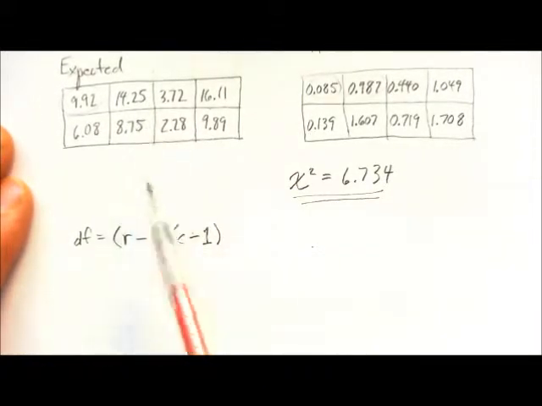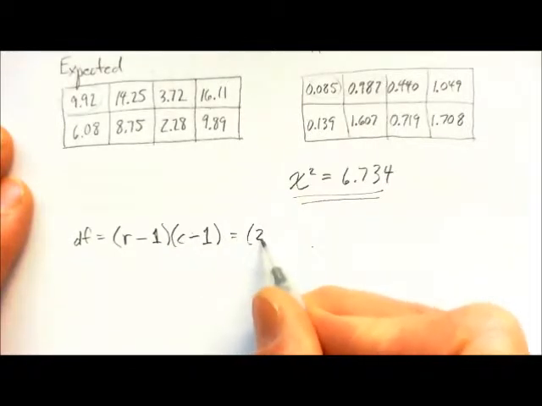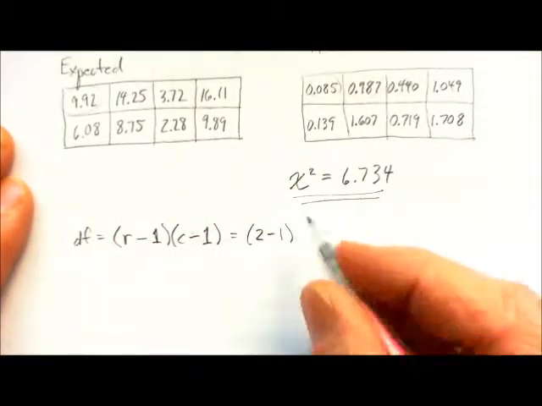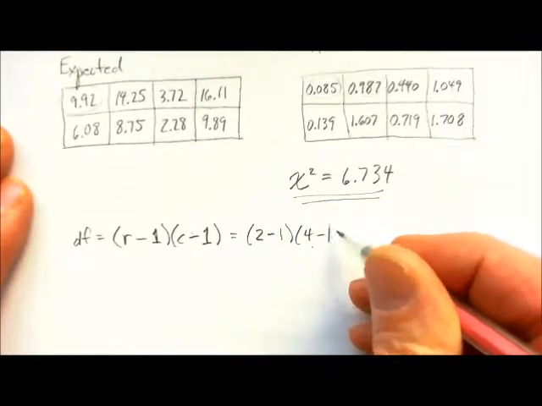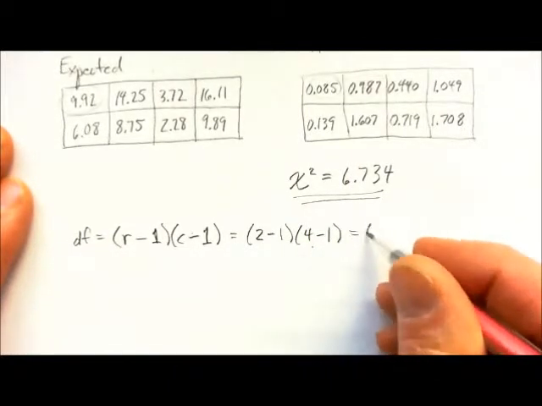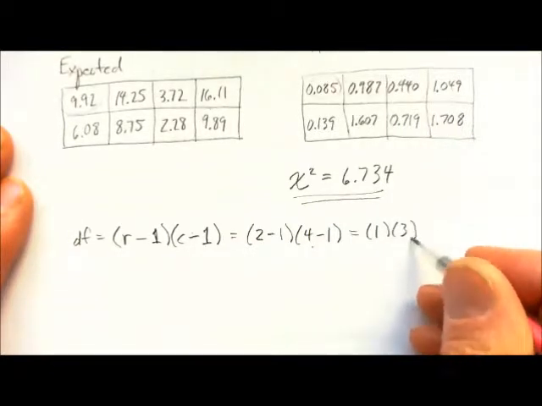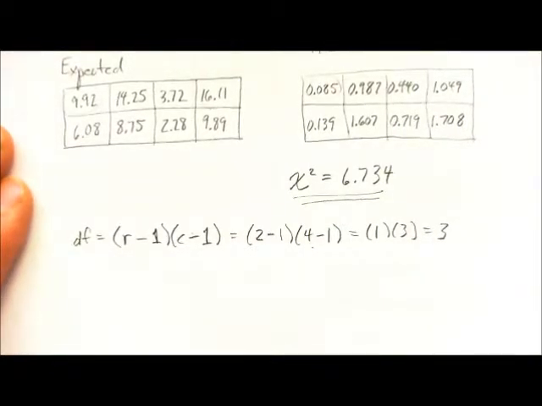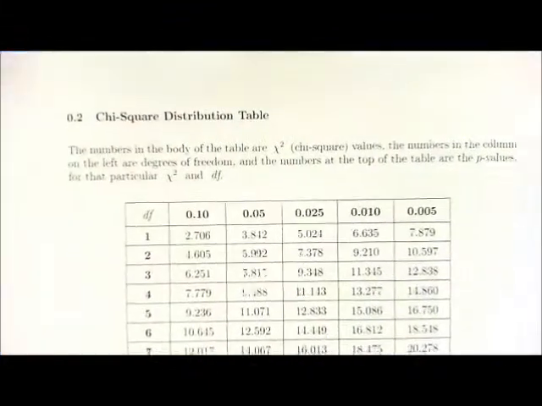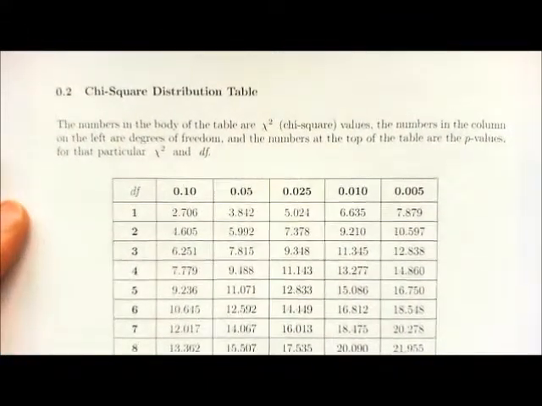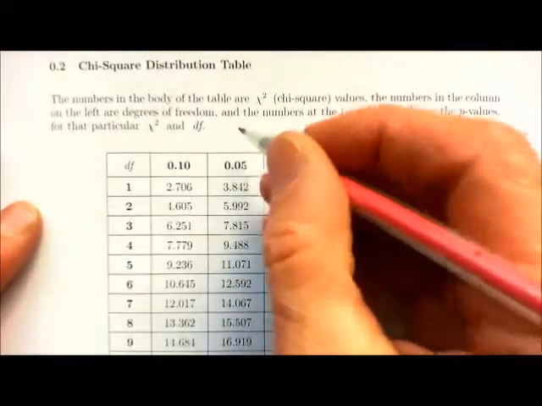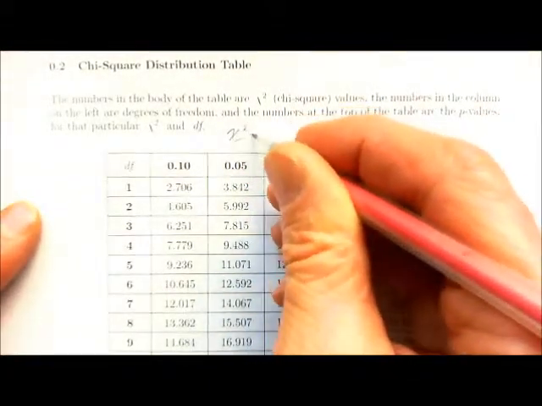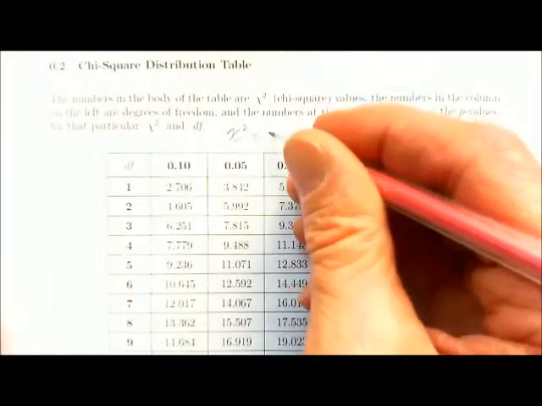So here we have 2 rows, so we take 2 rows minus 1. We have 4 columns, so we take 4 columns minus 1. And so this gives us 1 times 3, or 3 for our degrees of freedom. So those are the two numbers we need now. We need our chi-square and we need our degrees of freedom, which are 3. So then we go to this table, which is the chi-square distribution table. And let me just write down right here our chi-square so we can remember what it was. Our chi-square was 6.734.